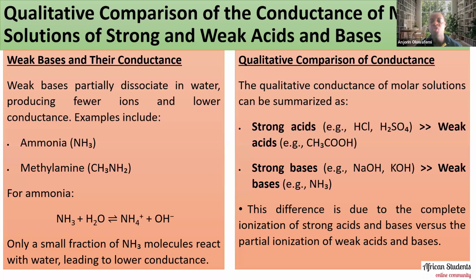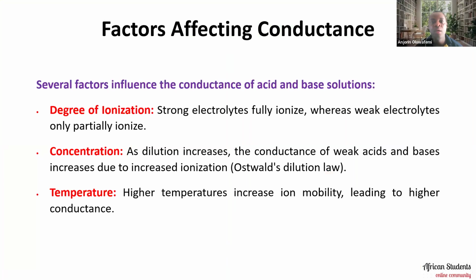So if we try to summarize now, as in summarize the qualitative comparison of weak acid, strong acid, weak base, strong base conductance, you discover that strong acid have a far higher conductance than weak acid. While strong bases have a far higher conductance than weak bases. So, basically the difference is just due to the complete ionization of strong acid and strong bases compared to weak acid and weak bases. Okay. All right, let's move along now and look at factors affecting conductors.